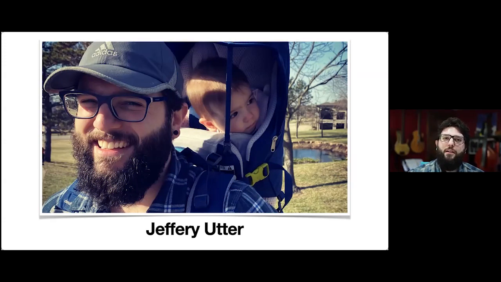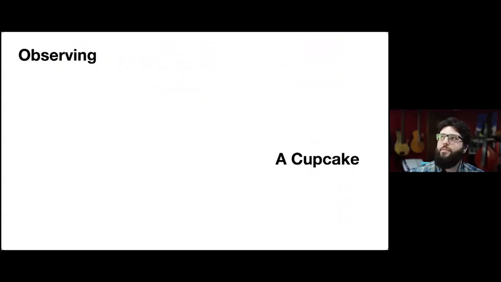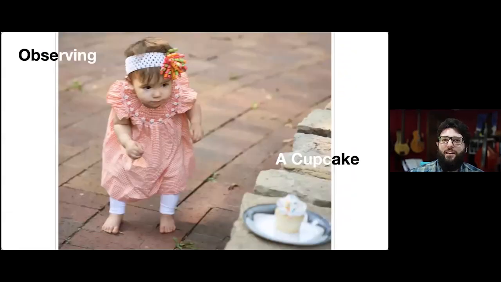And this behind me is my daughter, Olive, and she's important to the talk because she's about 15 months old now, and she's at the stage where she observes and monitors just about everything. Here's a picture of her observing a cupcake. But now back to the talk.